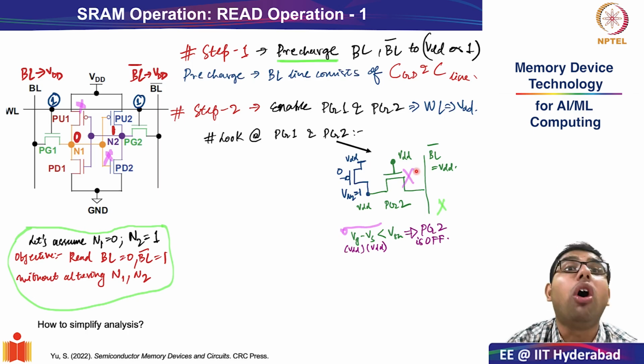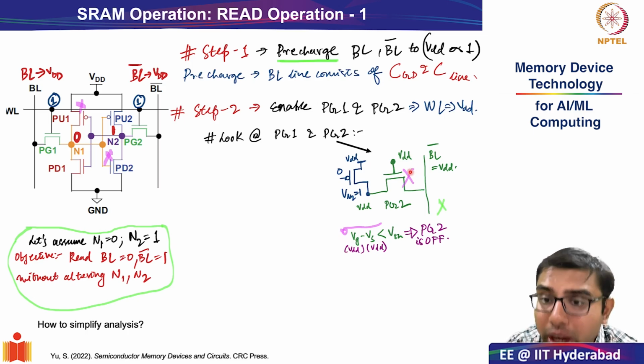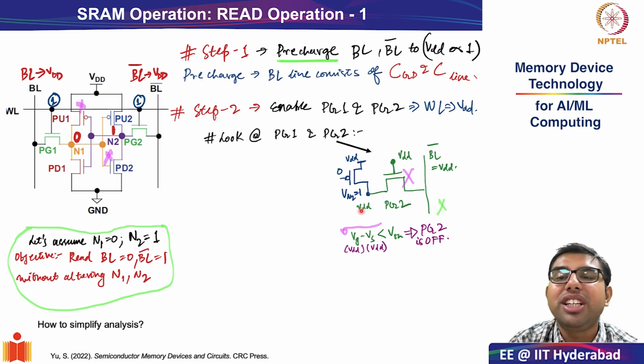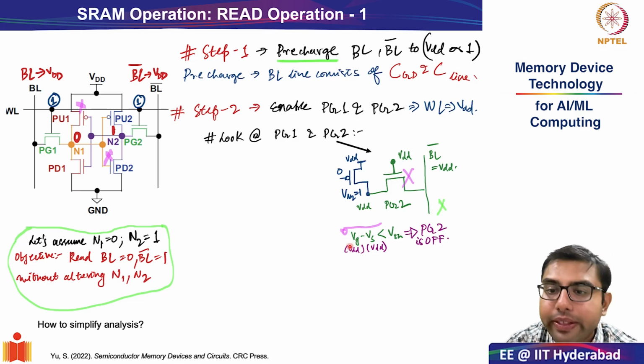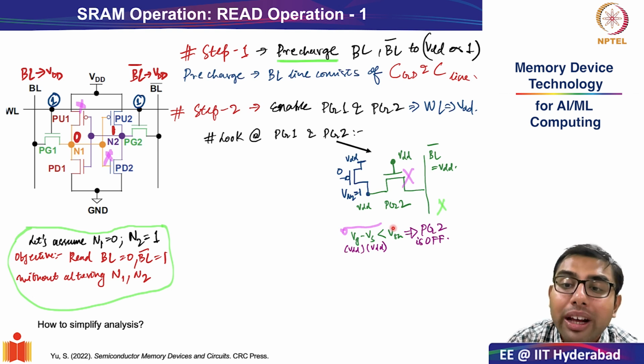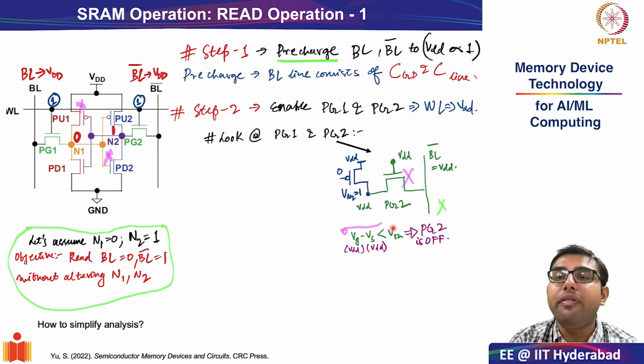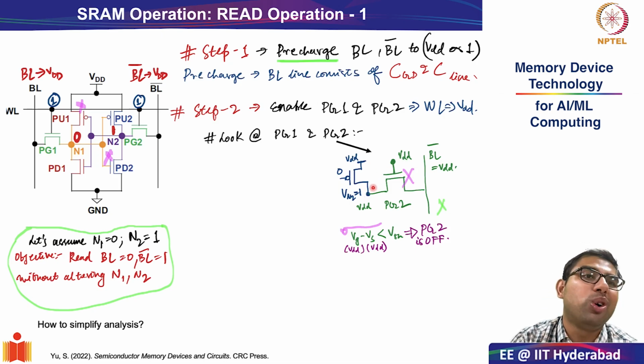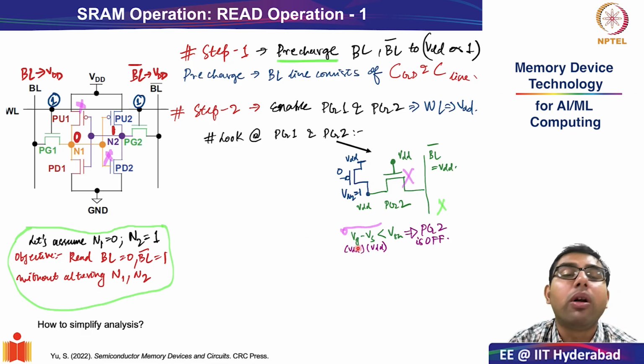this transistor will actually be off. Why is this the case? Because look at the turn on condition of a transistor. It says that VGS, or VG minus VS, should be greater than VTH for PG2 to be on. But let us look at the value of VG minus VS. We see that at VG the value is VDD, and VS at both ends is also VDD. So VGS, or VG minus VS, is actually 0.